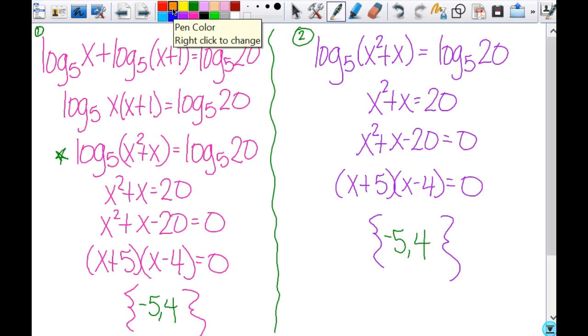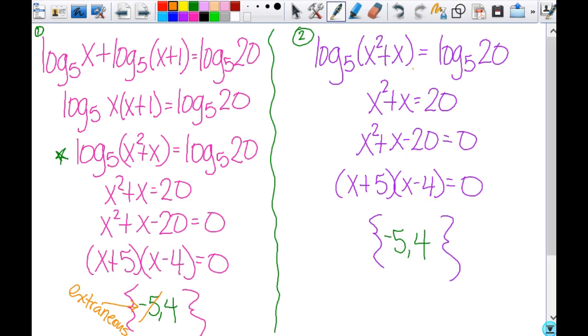But then I have to check my answers. And so when I substitute in the -5 right here, can I take the log of a negative number? No. So this one doesn't work. This one right here is extraneous. When I take the -5 over here and I substitute it in, is it going to work? Yes, because -5 squared is positive 25, then plus -5 is still a positive 20. So here, it's not an extraneous answer.